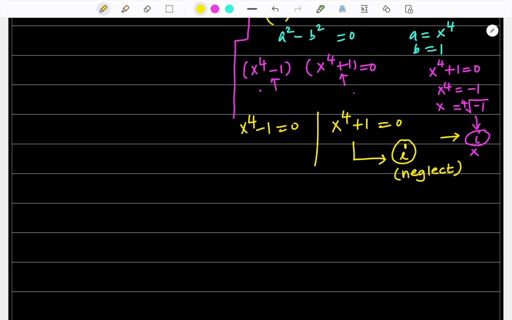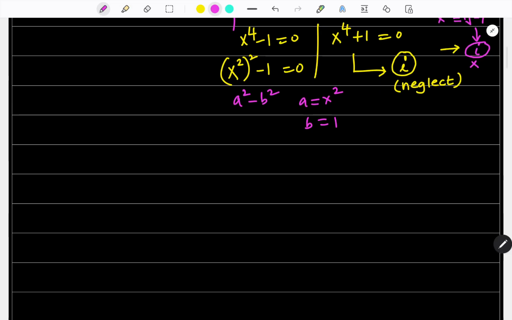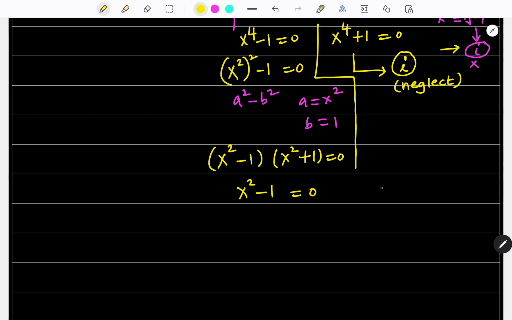Now next I'm going to do this one. Again I'm going to write x square the whole square minus 1 equal to 0. This is of the form a square minus b square. What is in the place of a? x square. What is in the place of b? It is 1. So what happens now? Which is x square minus 1 and x square plus 1 equal to 0. Still it is continuing. Whenever two products are equal to 0, we can write x square minus 1 equal to 0 and x square plus 1 equal to 0. Again, just see here, x square equals minus 1.